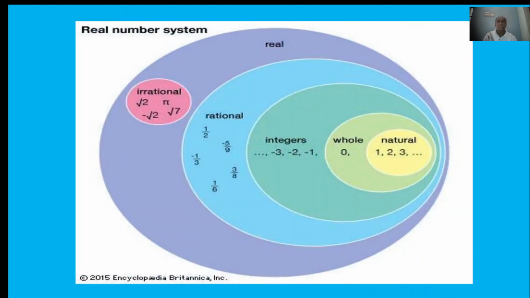Real number system. Here is the chart. Natural numbers 1, 2, 3. Add 0 and it is whole numbers. Minus 3, minus 2, minus 1 add up to integers. Rational numbers 1 by 2, minus 1 by 3, 1 by 6, 5 by 9. Irrational numbers, root 2.